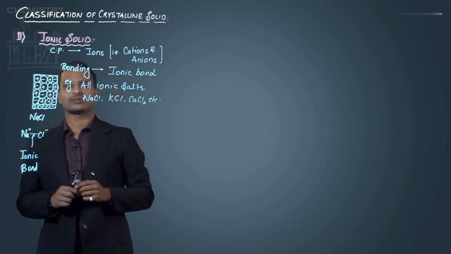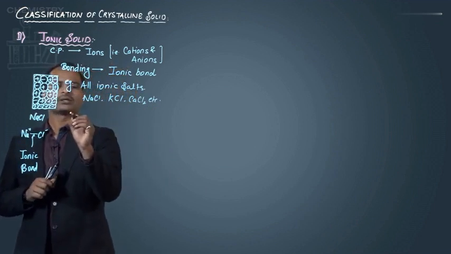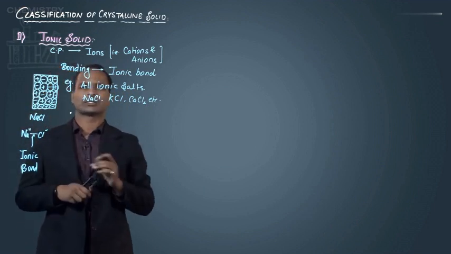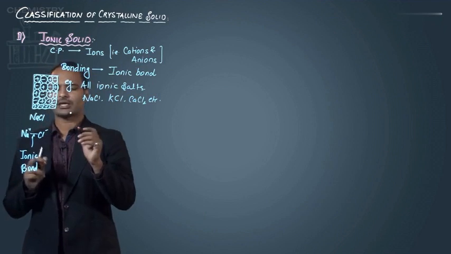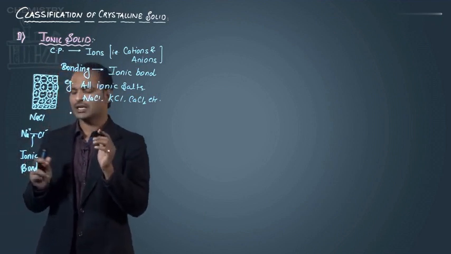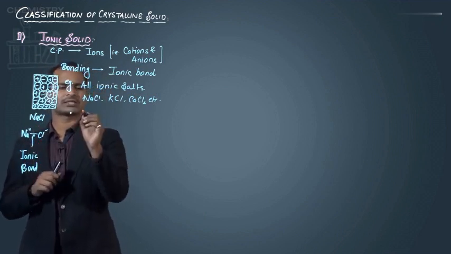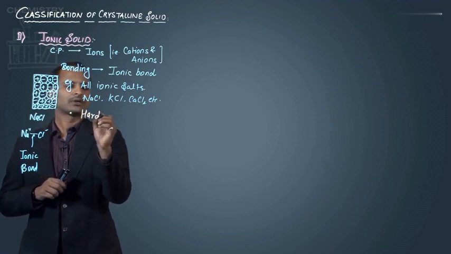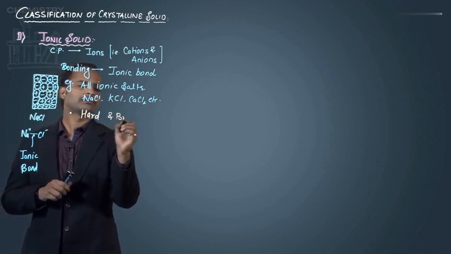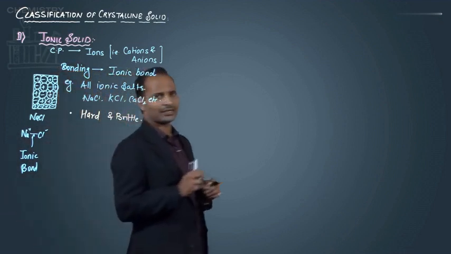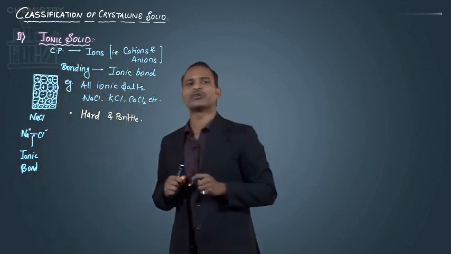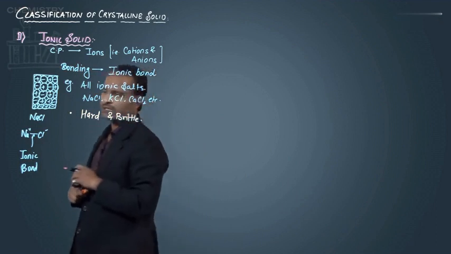Now in case of ionic solids, let's see their characteristics. Characteristic number one: since the attraction between the ions is very strong, ionic solids are considered hard in nature. So they are hard and brittle. It means they are very hard, the attraction is very strong, but at the same time if you want to break them, they can be broken easily.